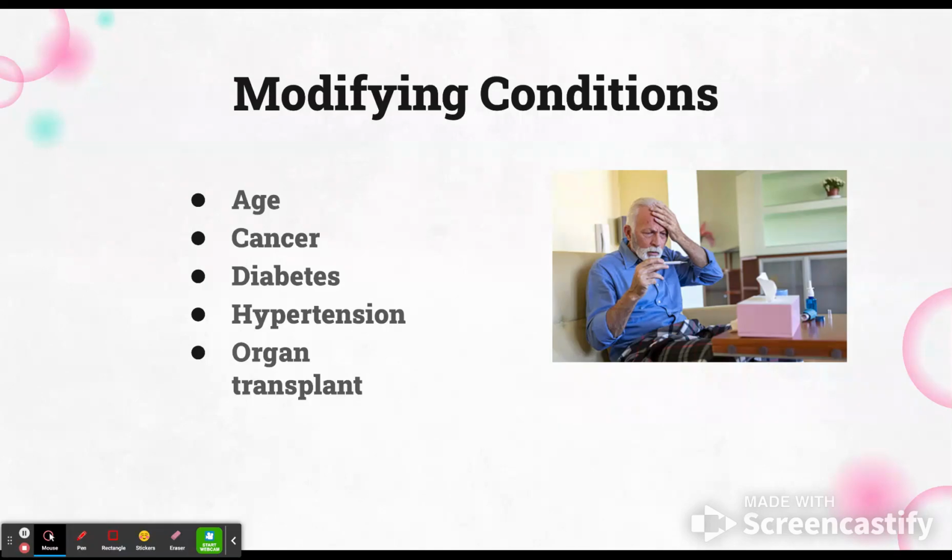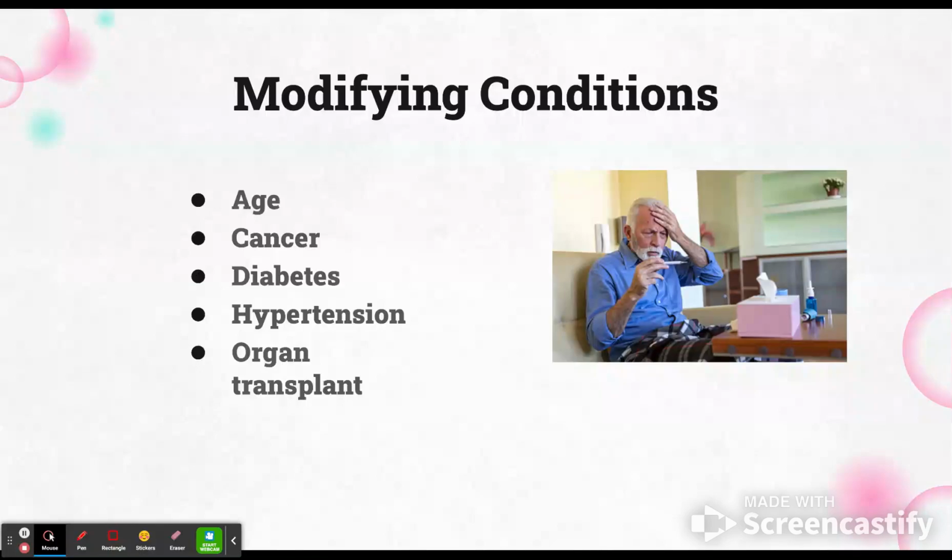Next, we will be discussing the modifying conditions of West Nile virus. These are basically similar to risk factors. They're things that, if someone has these specific diseases or factors and they get West Nile, could worsen the symptoms and make it much more difficult to recover from. So the first one is age.